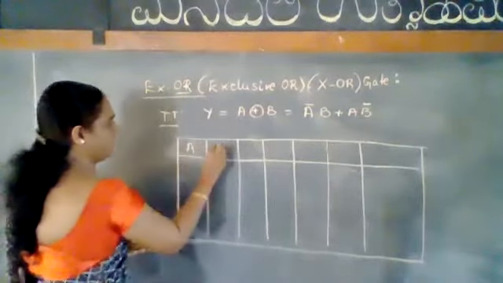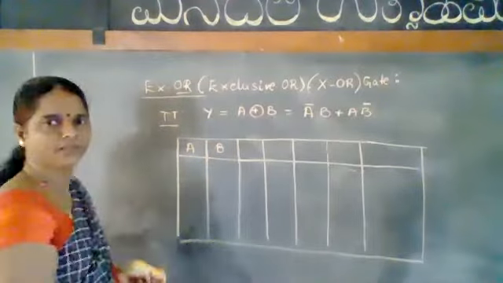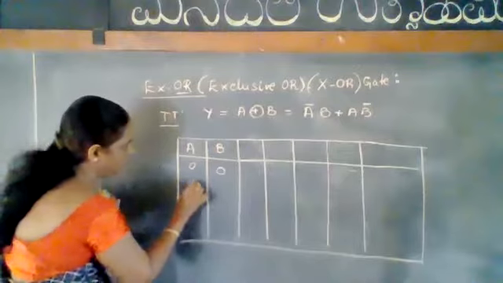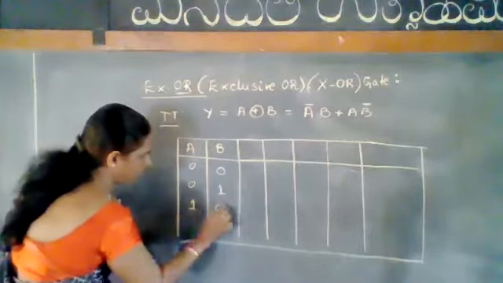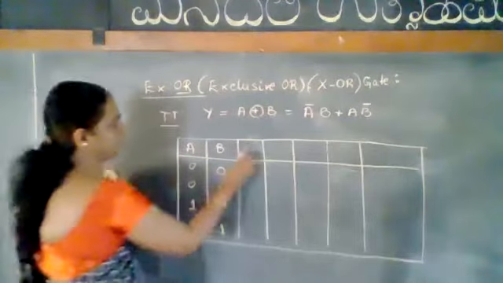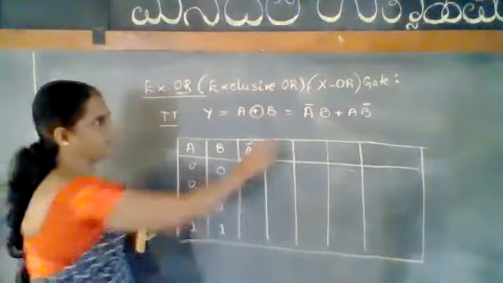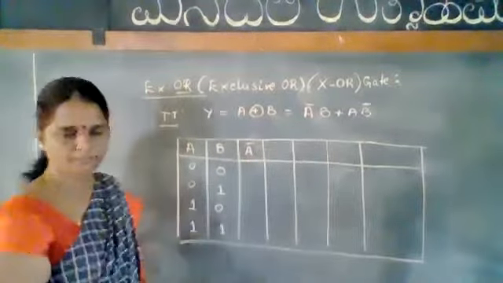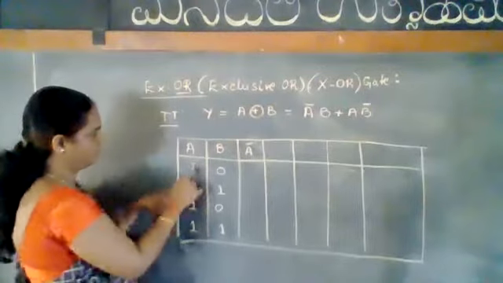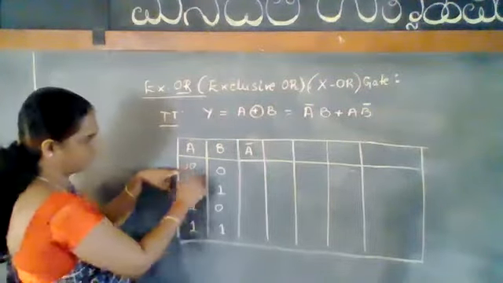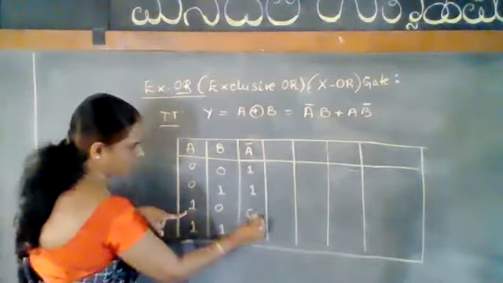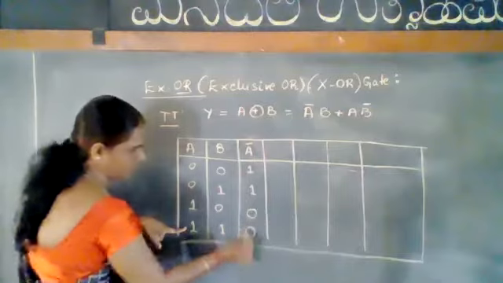Okay. This is A, this is B. Write the possible combinations as usual: 0, 0, 0, 1, 1, 0, 1, 1. Okay. Now, we'll first write A complement, because we need A complement in our equation. So A complement, take only this column, right? Complement this column. So 0 is 1, this 0 is 1, this 1 is 0, again 1 is 0.